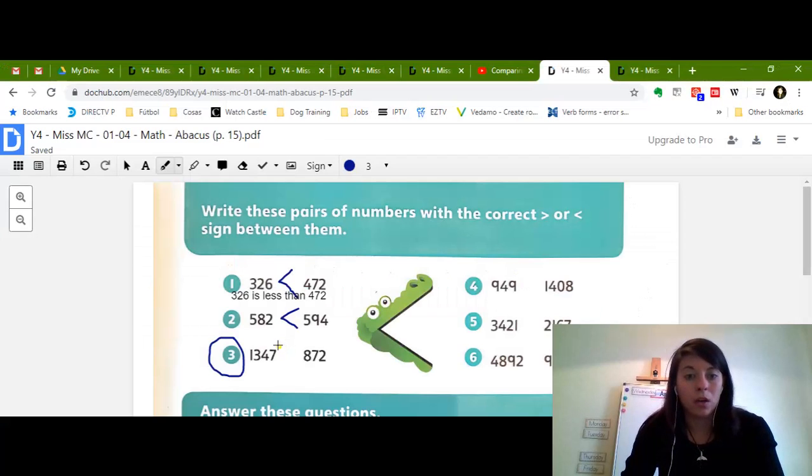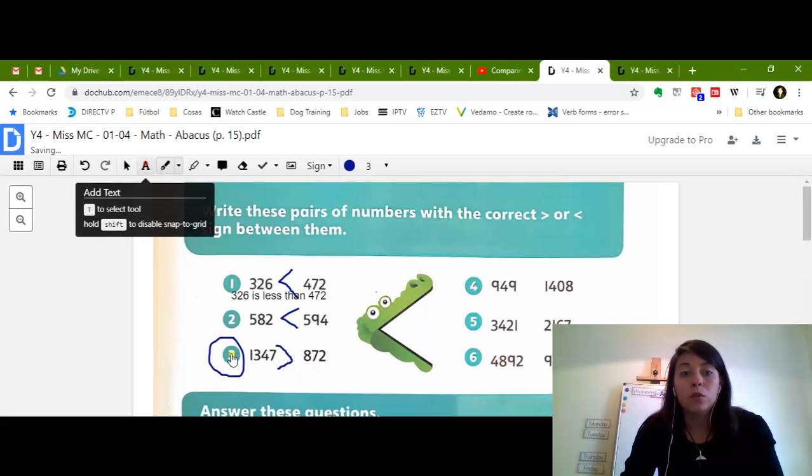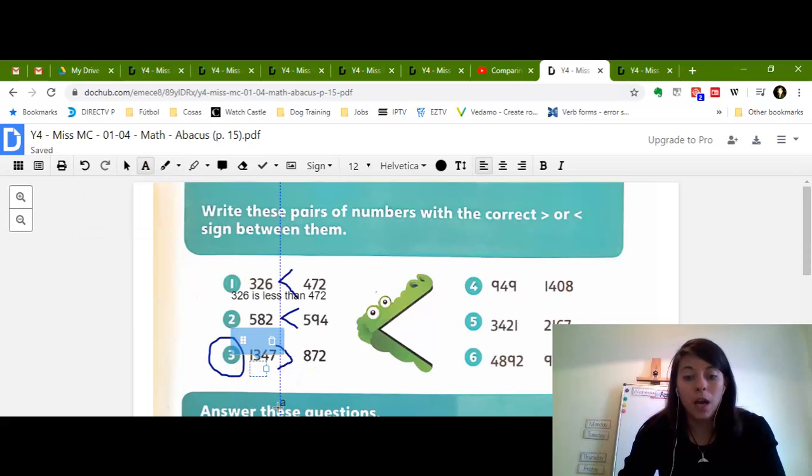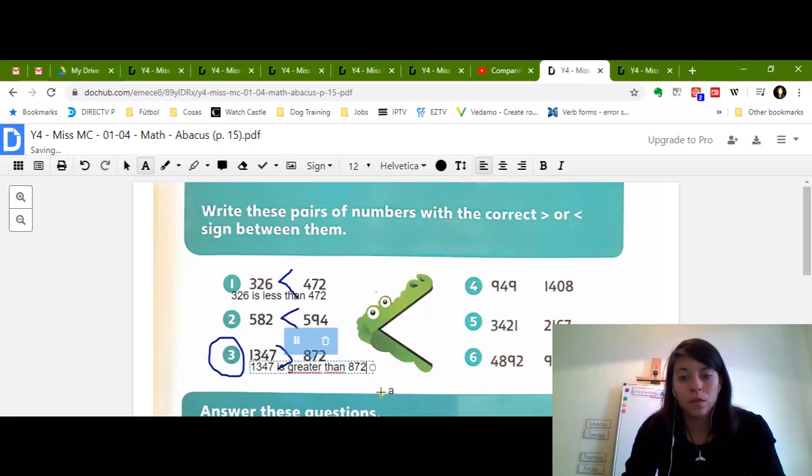So I go back here. But this time, the symbol is facing the number on the left. So I would have to read it a little bit differently. I would have to say 1,347 is greater than 872. Do you see it? I hope you do.